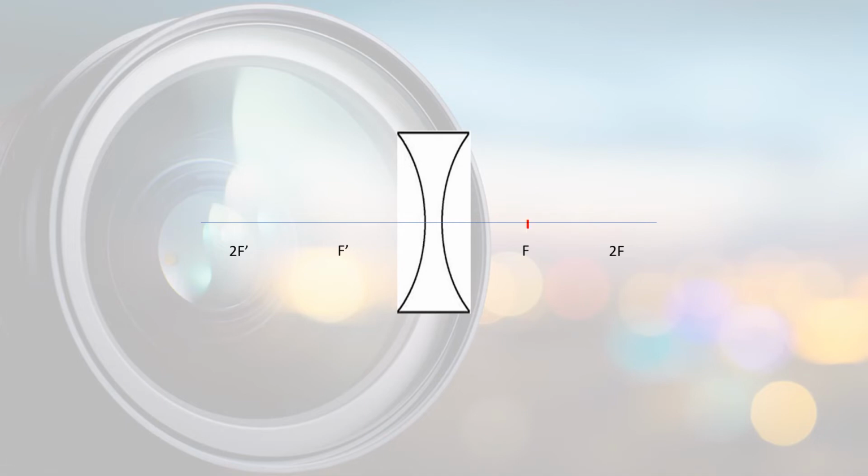The point behind the lens is called the real focus or F. Twice the focal length is the point called 2F. In front of the lens, where the imaginary refracted rays meet, or the extension of the refracted rays meet, is called the virtual focus or virtual focal point, labeled F prime. Twice the focal length is where 2F prime is located.